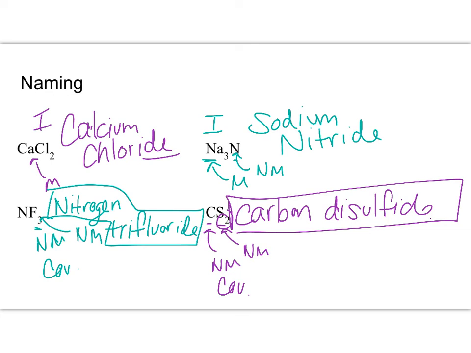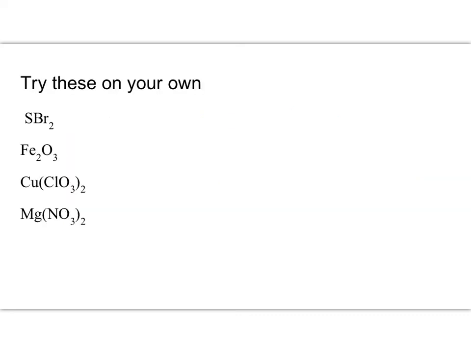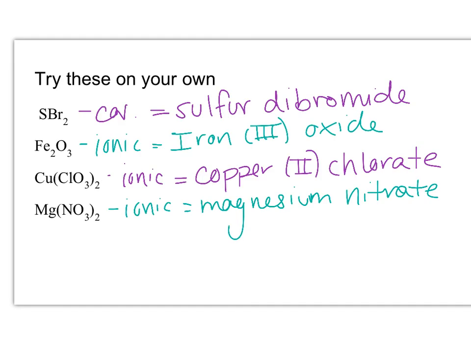All right, so we're going to do the same thing. I'm going to put up some more practice, and I'll give you the answers in just a second. Okay, so go ahead and pause your video and try these ones on your own. These ones are a little more challenging, but I'll have the answers up in just a second. All right, so here we go. First one is sulfur dibromide. That's a covalent compound. Sulfur and bromine are both nonmetals.